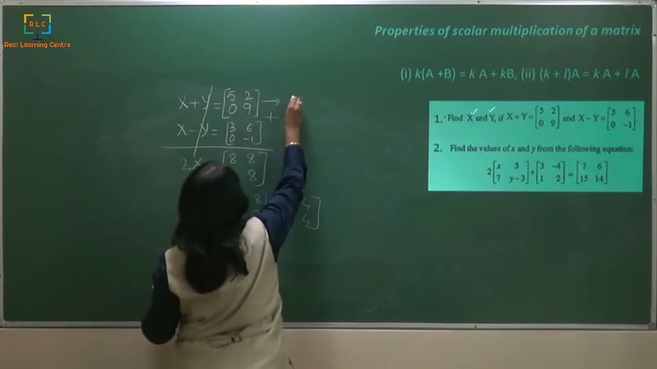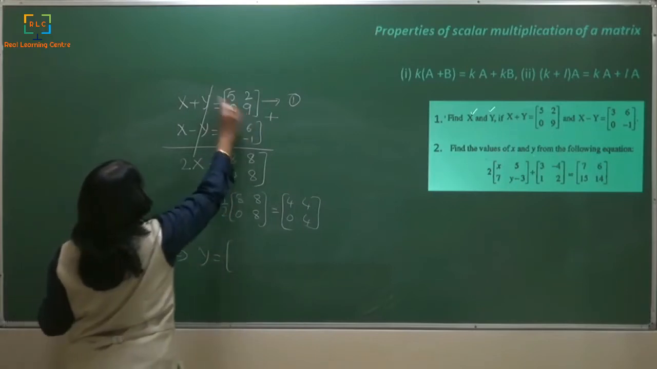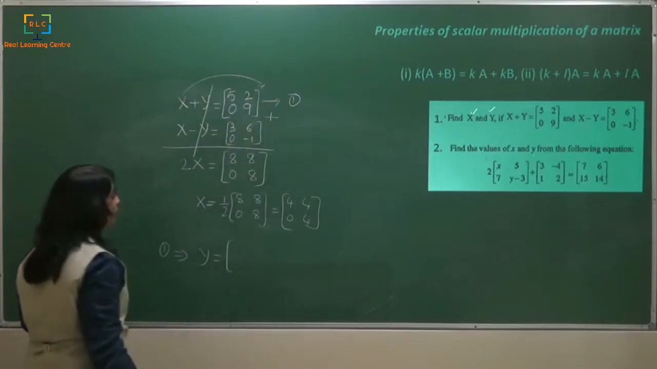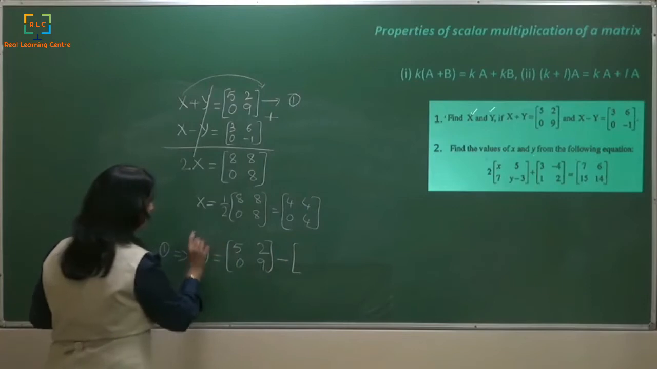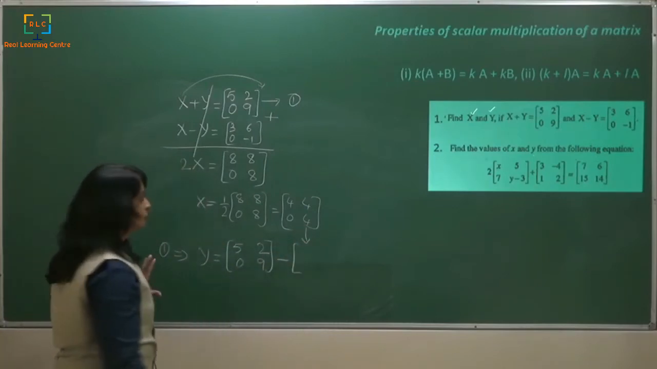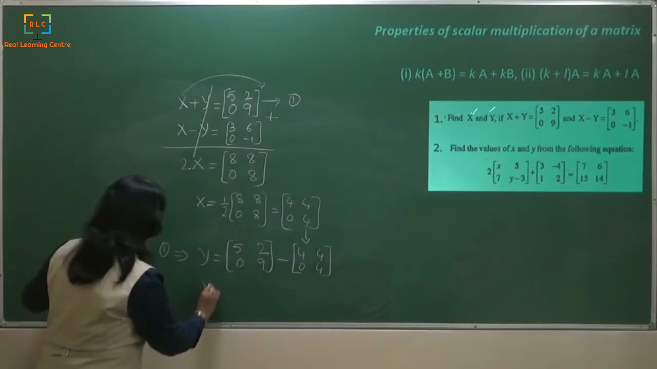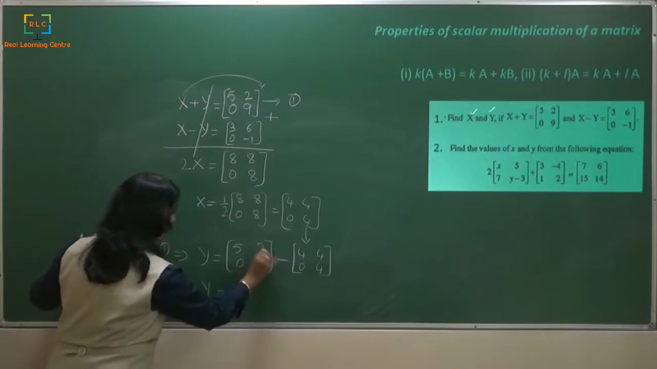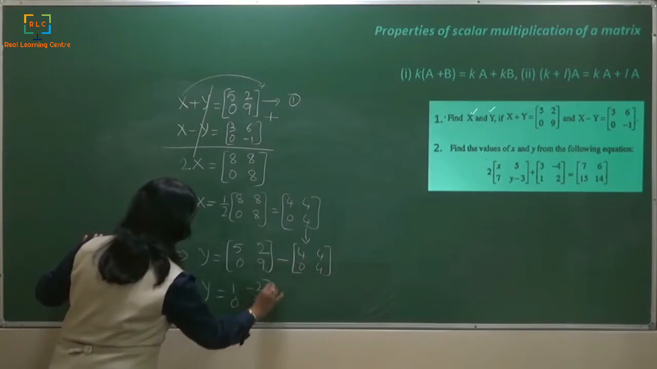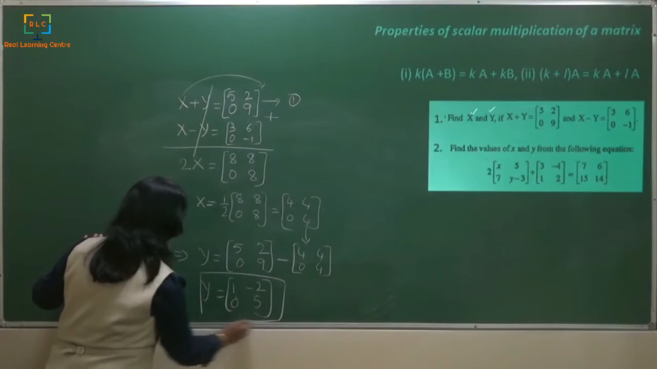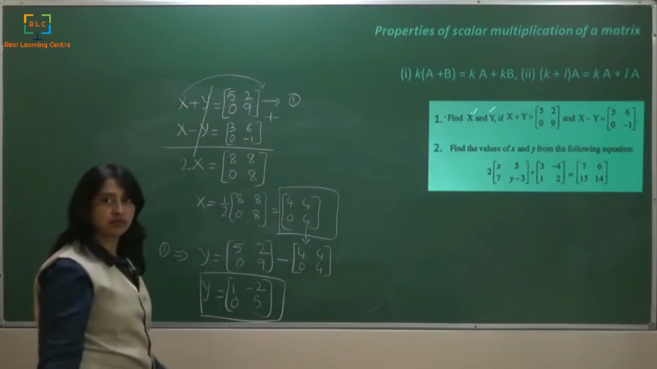So let me call this equation number 1. Equation number 1 implies y is equal to this matrix, x transposed, so it will be 5 2 0 9 minus the x matrix, which is 4 4 0 4. I'm subtracting, so y is equal to 5 minus 4 is 1, 2 minus 4 is minus 2, 0 minus 0 is 0, 9 minus 4 is 5. I've got my y matrix. So this is the y matrix and this is your x matrix. I've solved the equation.